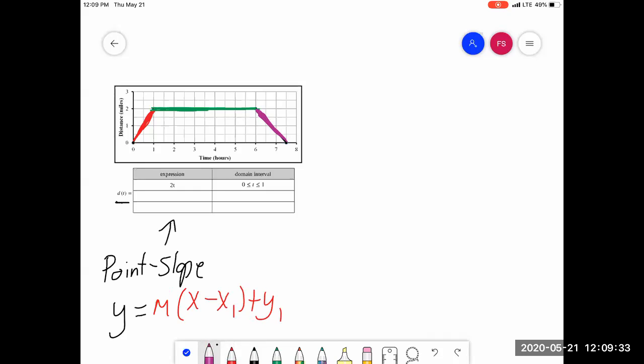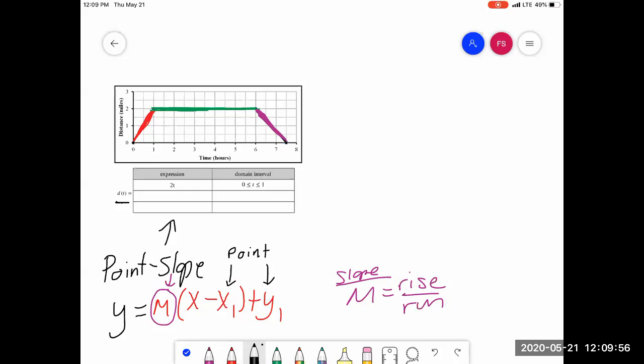When we put the numbers in, our m value is going to be our slope. And remember, to find the slope from a graph, you do the rise over the run. And we're going to be doing that in just a minute for that green and purple section. And then for the x1 and the y1, we're just going to pick a point that's in our section and fill in the coordinates of that point. So here, I think we should actually start with the domain part first.